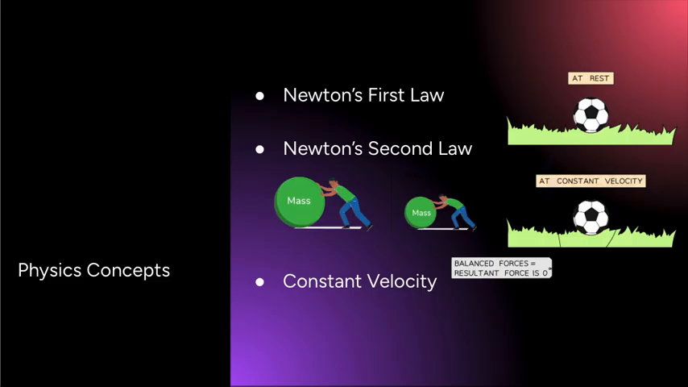Some basic concepts that were part of the experiment included Newton's first and second laws, as well as the idea of constant velocity. Newton's first law says that objects stay still or keep moving at a constant speed unless a force acts on them. Newton's second law explains that when a force is applied to an object, like pushing a ball, how much it speeds up depends on how hard you push and how heavy the object is. That force is equal to mass times acceleration. If all the forces balance out, the object stays still or moves at a constant velocity, meaning that there's no change in its motion until an unbalanced force comes along.